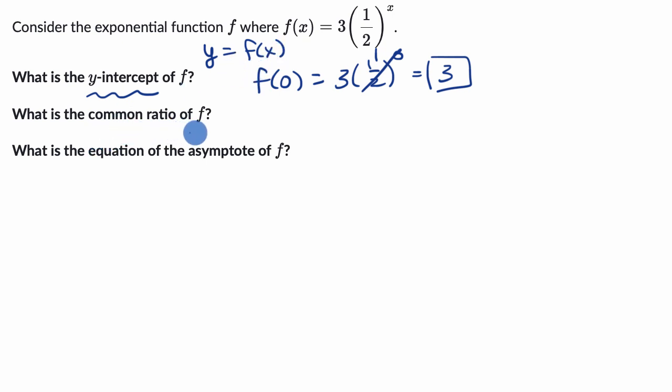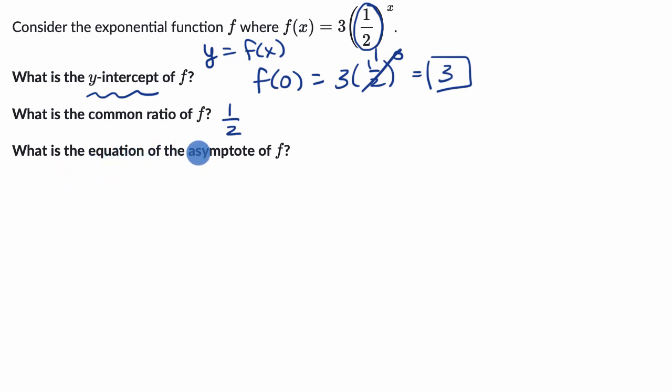What is the common ratio of f? If we're dealing with an exponential function like this, it's the thing that keeps repeatedly getting multiplied, or another way to think of it, the thing that you're taking the exponent of. And in this situation, that is 1/2. And so our common ratio is 1/2.